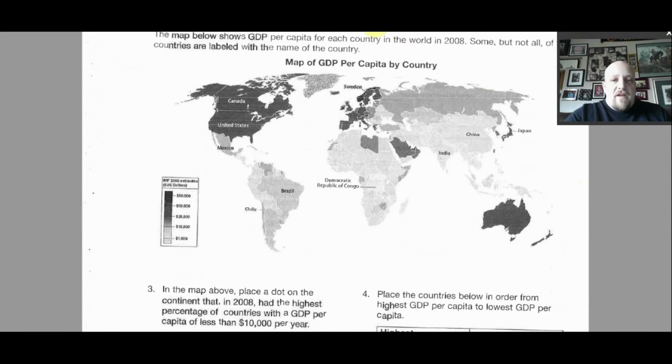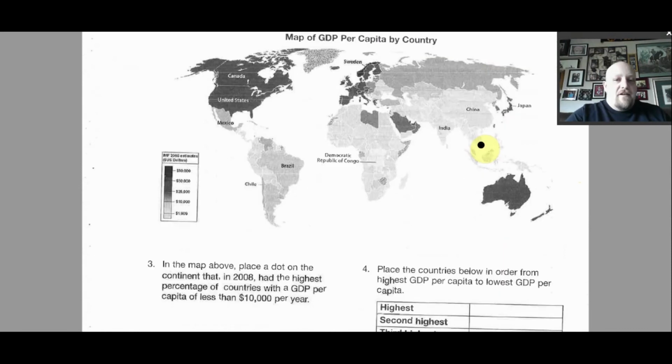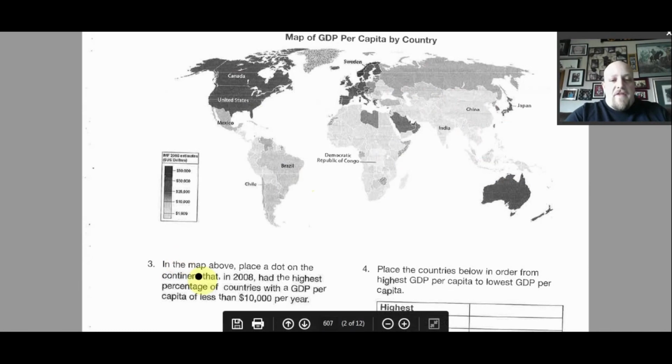So they want you to place a dot in the map above, place a dot on the continent. So not country, continent. So you have North America, South America, Africa, Asia, Europe, and Australia. They want to know continent, not country. So it's easy to get that mixed up, so just be careful with the reading. So that had the highest percentage of countries within that continent with a per capita of less than $10,000.